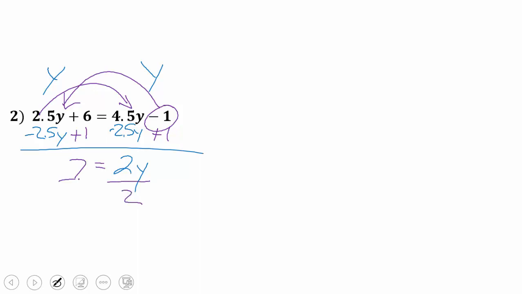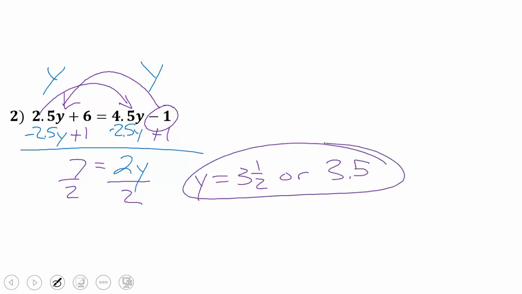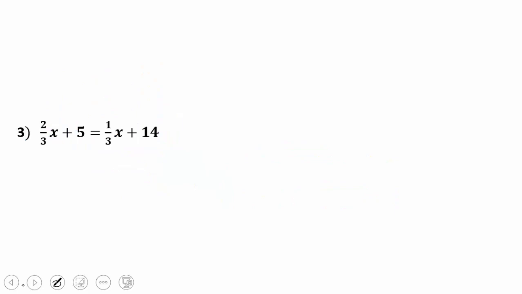Dividing by 2 to finish out solving it, we get that y is equal to 3 1/2, or since they had the equation in decimals, we could write 3.5, and either one of those would be acceptable answers.